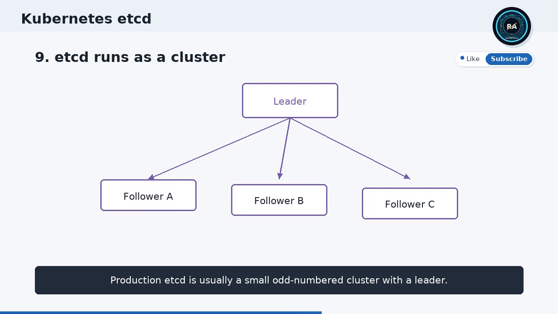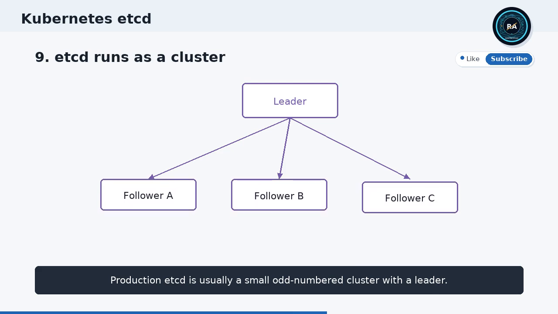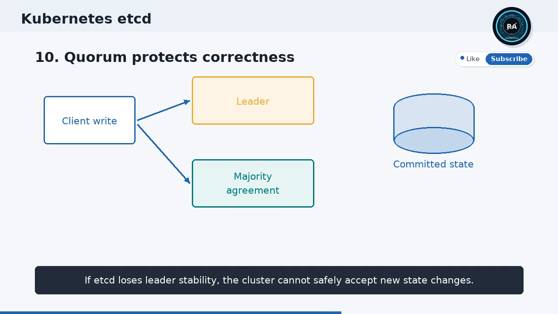Kubernetes documentation recommends an odd number of members. etcd is leader based, so followers need timely heartbeats from the leader to keep the cluster stable. The key idea is quorum. etcd prefers correctness over guessing.